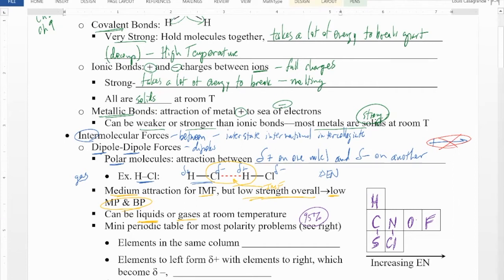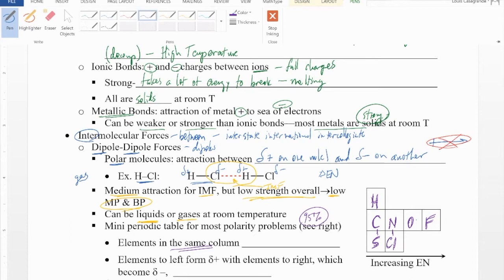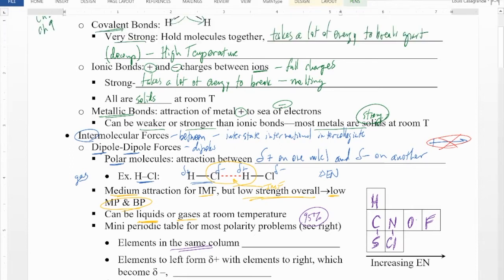And what that does is allow me to have elements in the same column. Let me change colors here so that I can demonstrate. Elements in the same column form nonpolar bonds because they either have the same electronegativity or close enough that the bond they form is nonpolar. So any two elements in a column, so hydrogen, carbon, and sulfur, form nonpolar bonds between any two of those, and nitrogen and chlorine form a nonpolar bond as well.